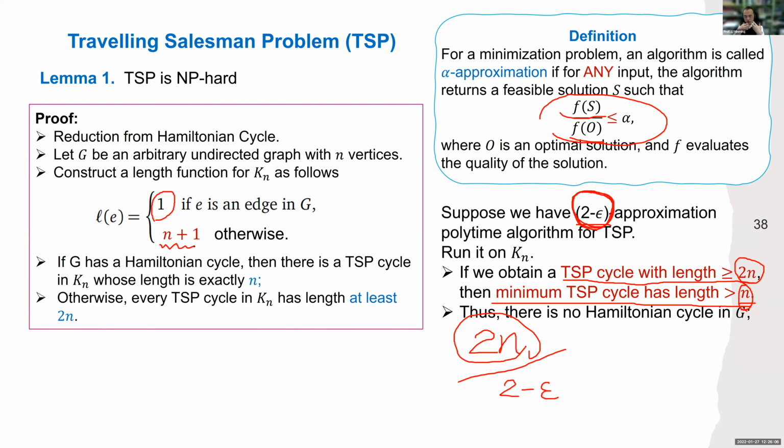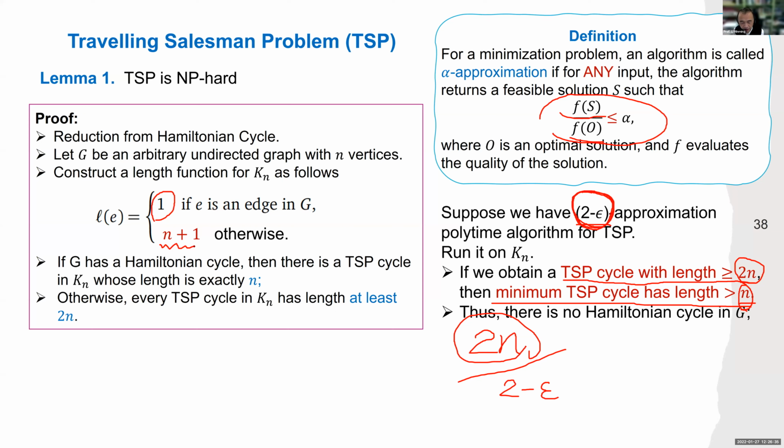So this is the logic. If I solve the TSP in the target graph, I get a solution which is at least 2n, and then I can conclude my optimal one must be larger than n. If my optimal one is larger than n, that means in the old graph, the Hamiltonian cycle does not exist, right? So this is my conclusion.